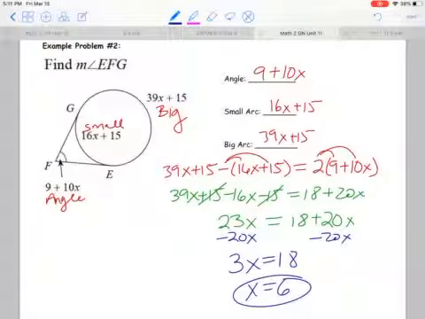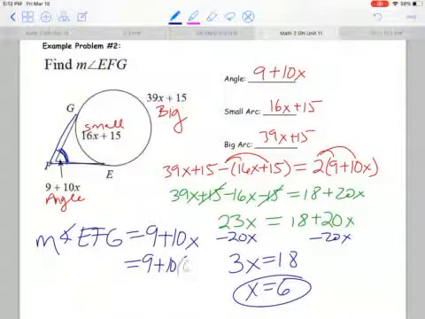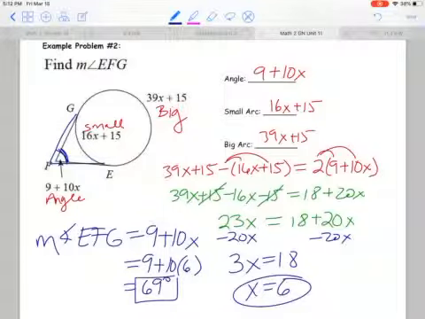If you look back, we don't want to finish there. So you got the measure of angle EFG. So E to F to G, that was the angle we already talked about. So we have the equation. And you're just going to plug it right into the x spot. So you should get 69 degrees.